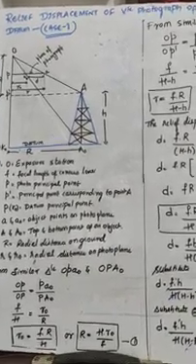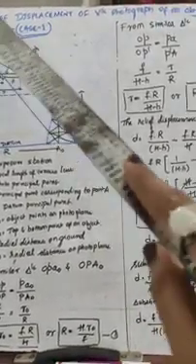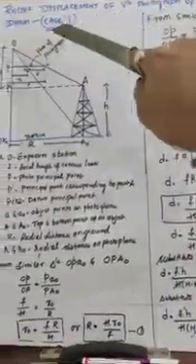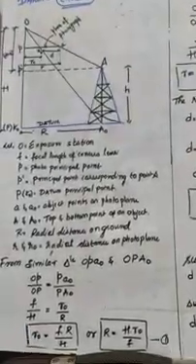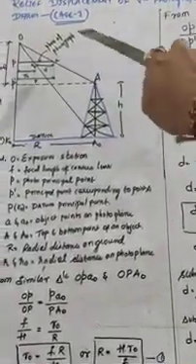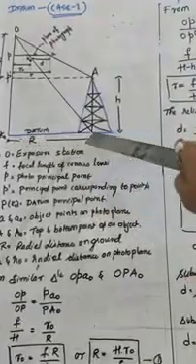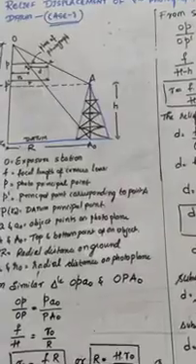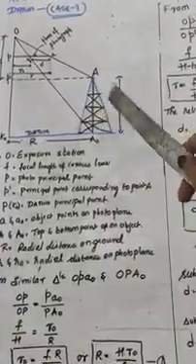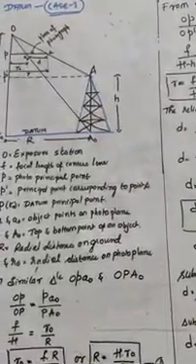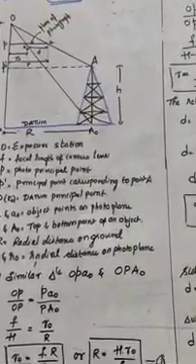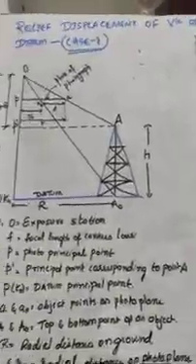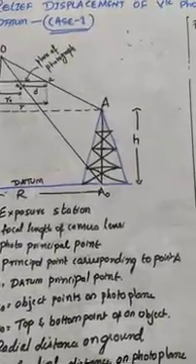This is one of the derivations, that is, relief displacement of a vertical photograph of an object resting on datum. There are two cases. One case is the object resting on the datum line, and there is one more case, case 2, where the object is resting on the ground at a distance h from the datum line. Before going to this derivation, let us first understand what relief displacement means.